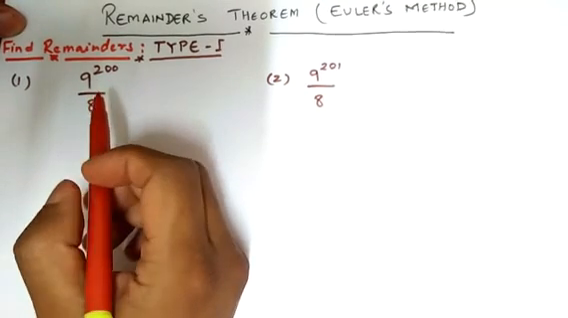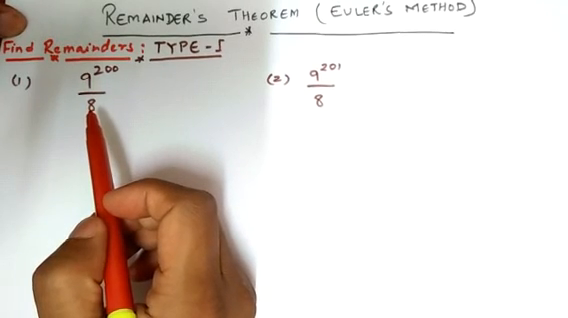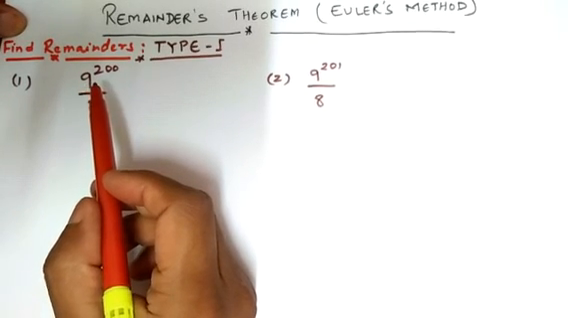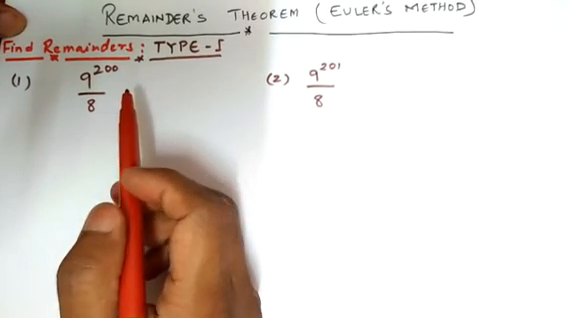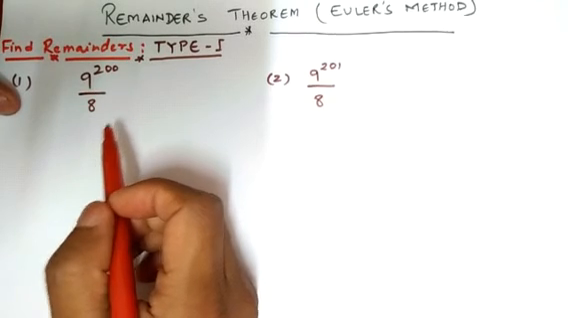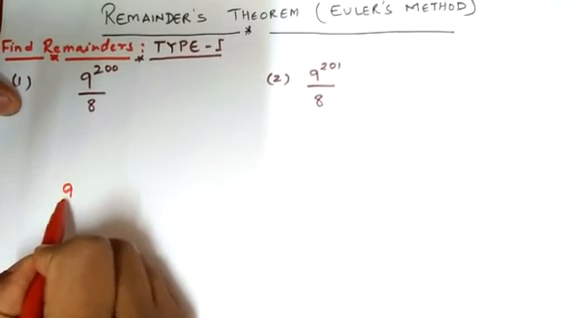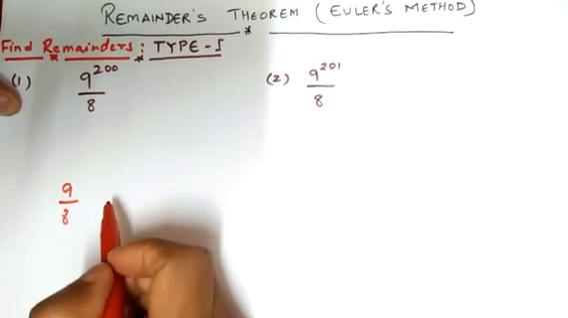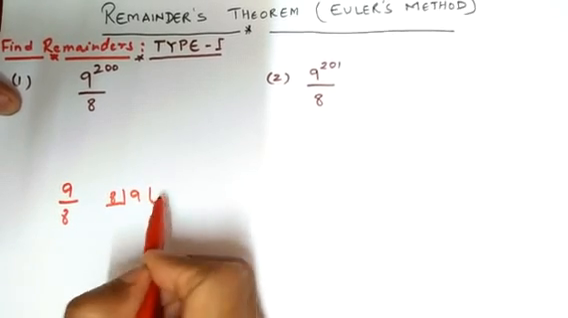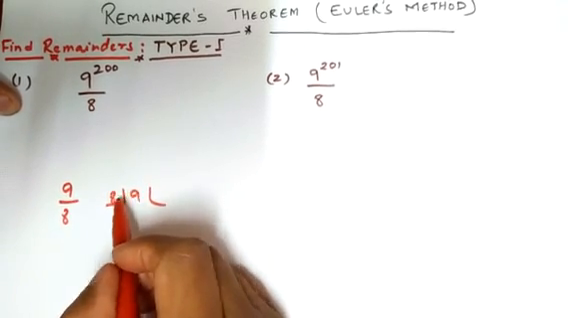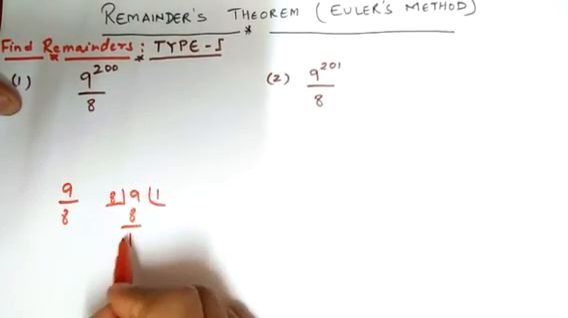Then let's start. As you can see, 9 to the power 200 is divided by 8. It's quite impossible because you would have to multiply 200 times and then divide. So I'm going to show you from the ground zero level. Taking a simple number, if I divide 9 by 8, then 8 ones are 8, and the remainder is 1.